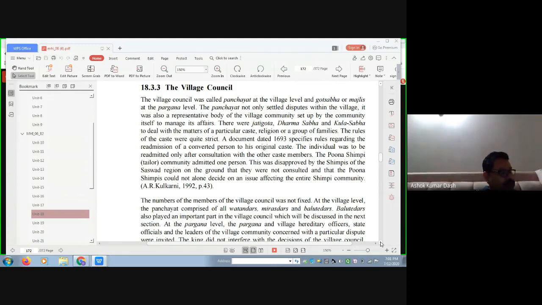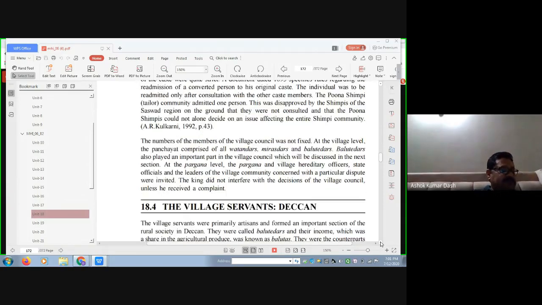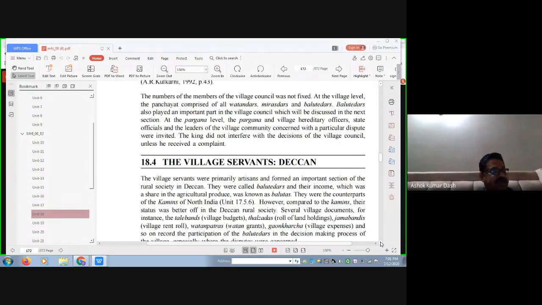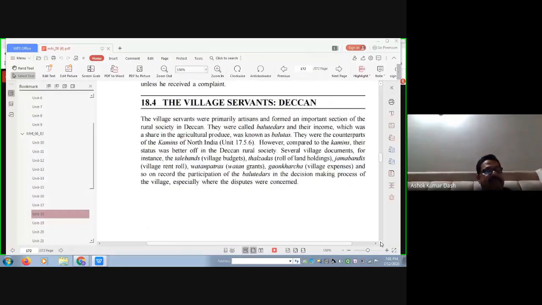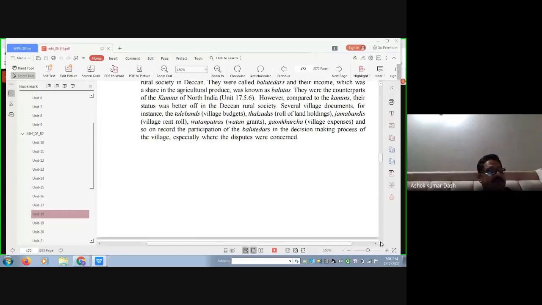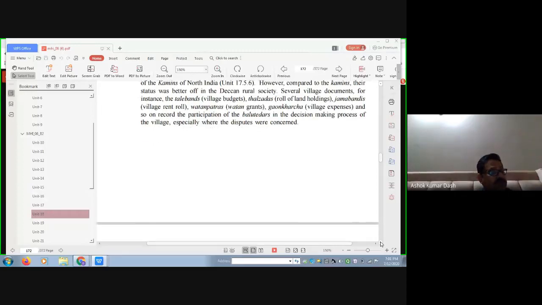Social structure in the South, in the Deccan village. Social structure is one of the most important things. As you have asked me about this social hierarchy, if you understand the social structure, then you can also understand the social hierarchy prevalent in the Deccan villages. So what was the social structure of the Deccan village?